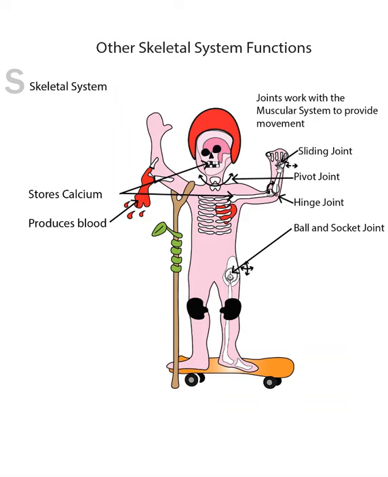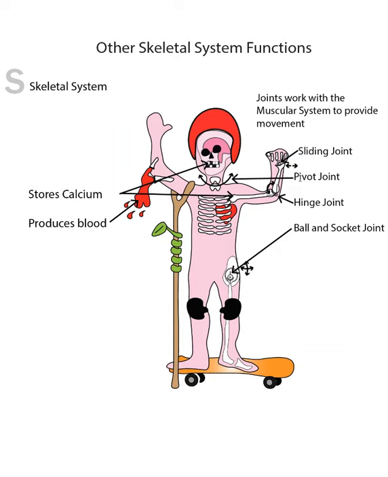This right here is a sliding joint. If you wave your hand up and down or make a fist, you are using your sliding joint. Sliding joints have a back and forth movement, so they are appropriately named for the function that they do. They slide back and forth, back and forth.